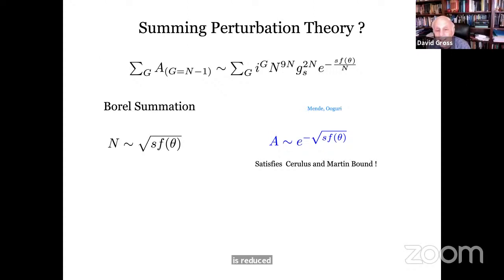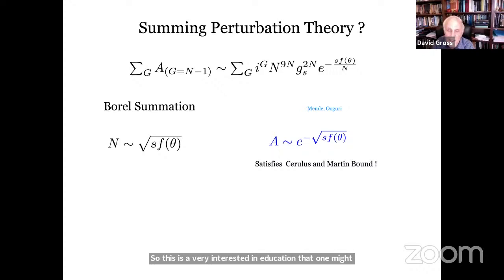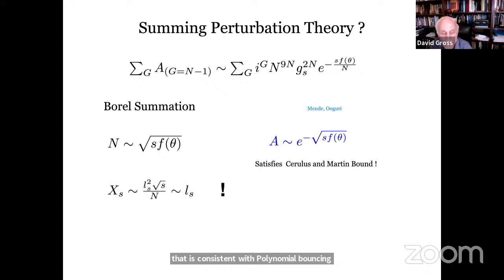So this is a very interesting indication that one might be able to push this kind of semi-classical analysis and resummation and recover something which is consistent, I think, probably the only kind of behavior that is consistent with polynomial boundedness of string amplitudes. It also suggests that the size of the string, which is scattering in this limit, is of order L string, and it's reduced by the same factor of 1 over n.